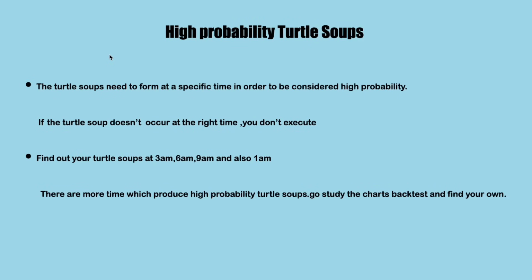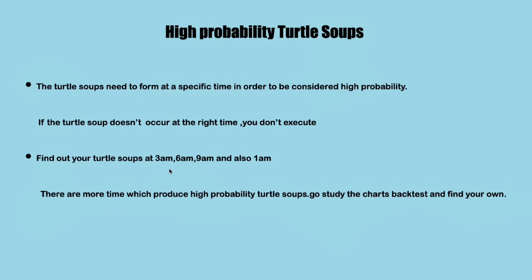Now that we understand the high probability CRTs and when they form, the next step is to learn about high probability turtle soups and purges. Turtle soups need to form at specific times to be considered high probability. If the turtle soup doesn't occur at the right time, don't take the trade. For example, if you expect a turtle soup at 3 a.m., but it happens at 2 a.m., don't enter. Wait for the next setup.